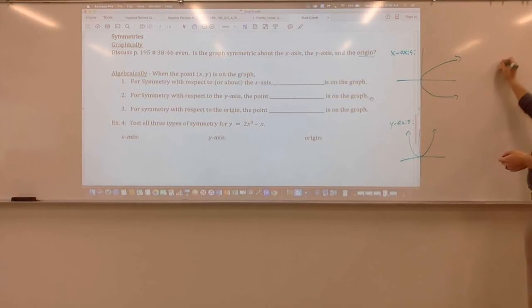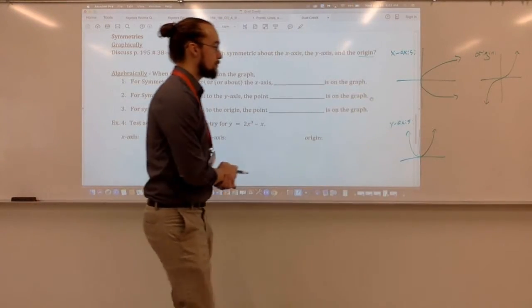The easiest example of symmetry about the origin is usually the cubic function. It's tougher to visualize because you can't really just think about folding. It's symmetry through the origin. This one makes a little more sense when we talk about it algebraically. The x-axis and y-axis hopefully make sense just looking at the graph, but symmetry across the origin isn't as intuitive.